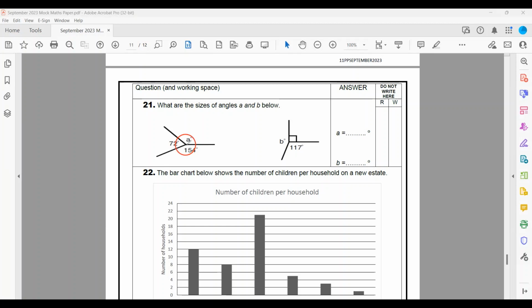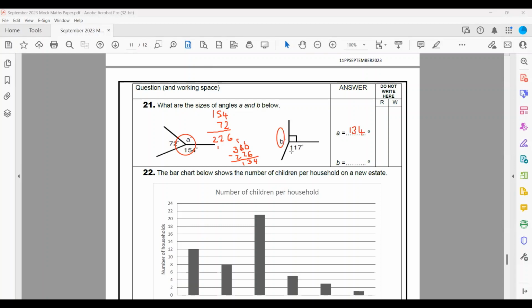So in order to find A, if we do 154 add 72, that will give us 226, which we'll subtract from 360 to give us our angle A. So that's 134 degrees for angle A.